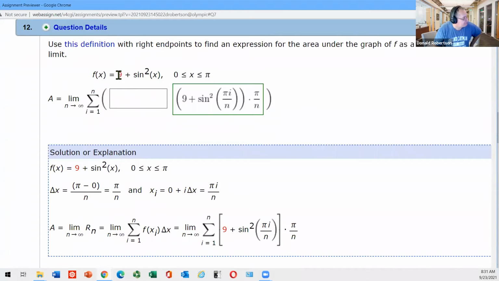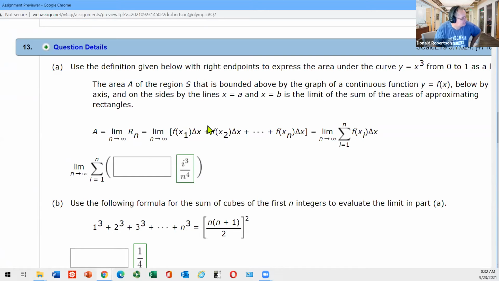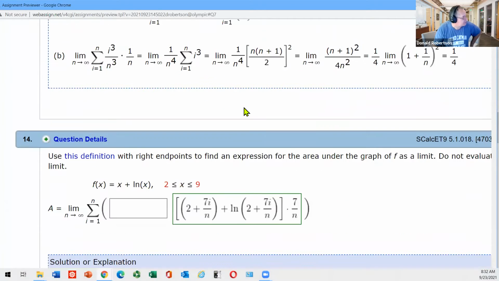If the function is 9 plus sine squared, and you're going from 0 to pi, can you recognize this little guy at the end is delta x? And then if you do 0 plus that guy, and then you replace this x, you see that x becomes this. So the expression gets turned into this, and then you finish with whatever delta x is. That's the guy I just did a minute ago.